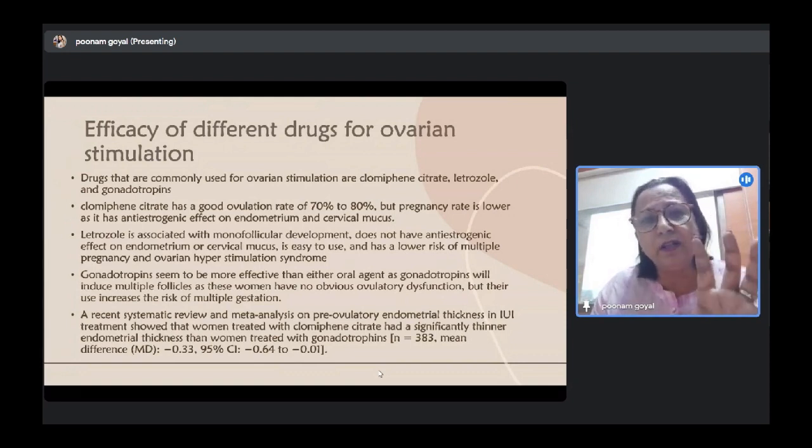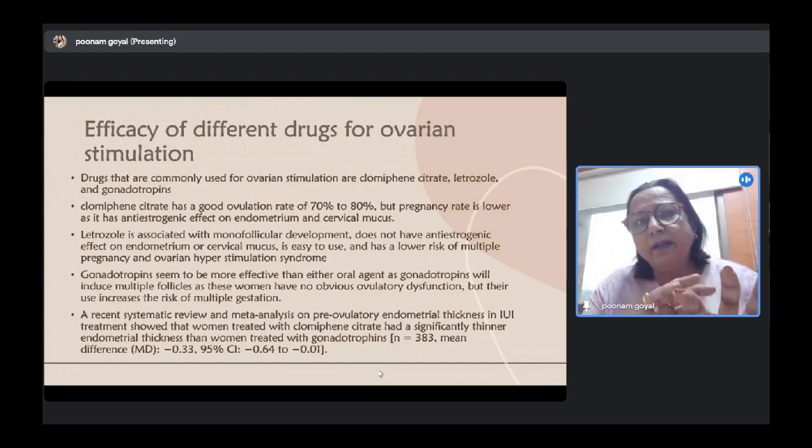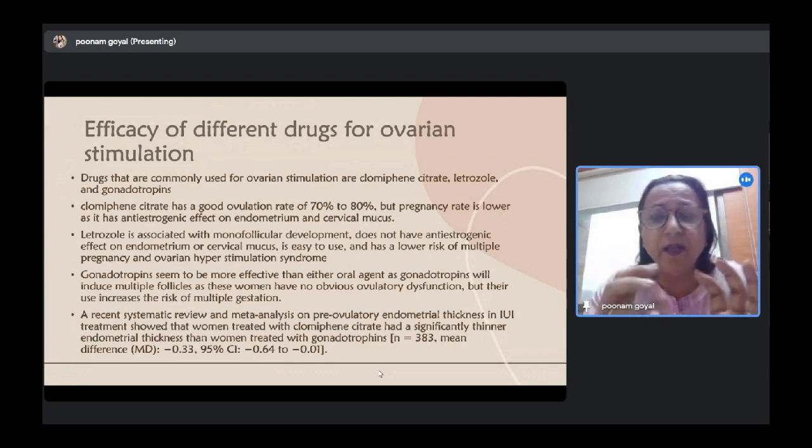Suppose your follicle has gone up to 15 now. Ideally the follicle does not need any further dose of gonadotropins, and if the endometrium is 5 or 7 already, then the cycle is good, no need of drug.